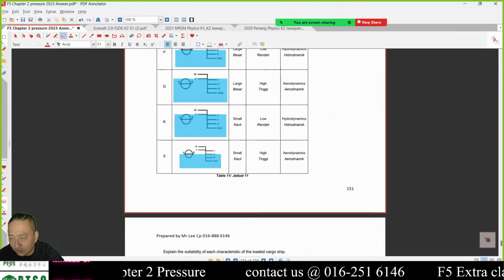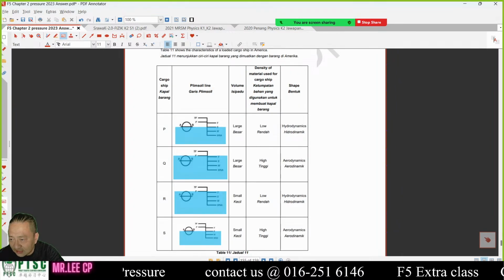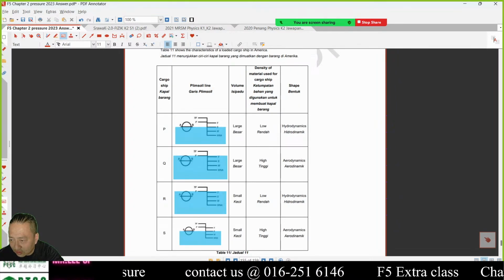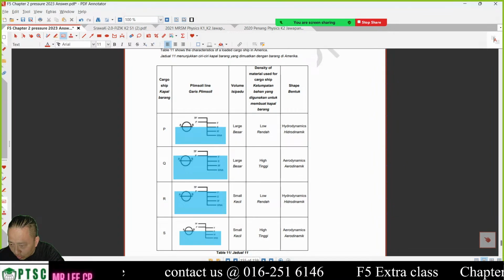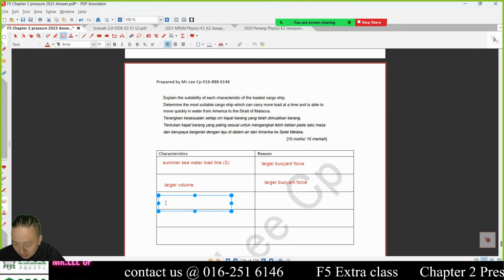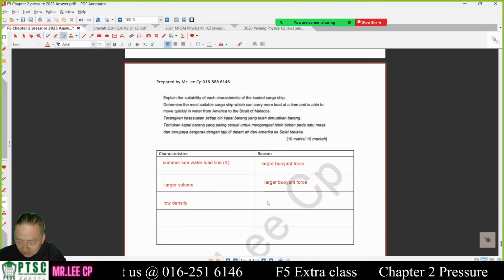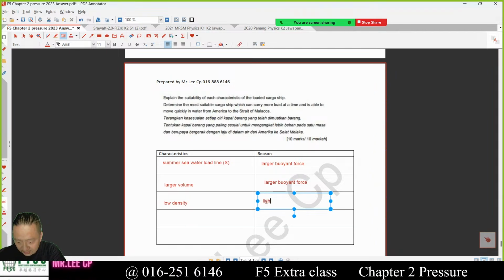Larger buoyant force. Right. Density of the material used in the cargo ship: low density. Low density.